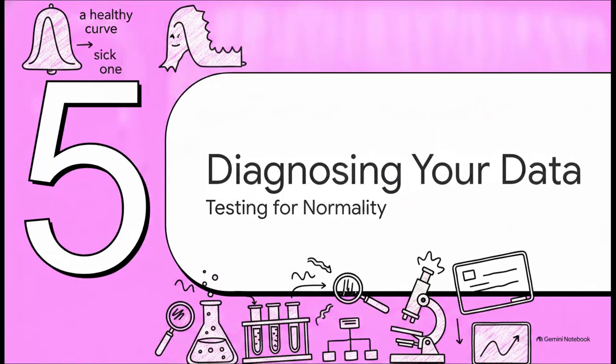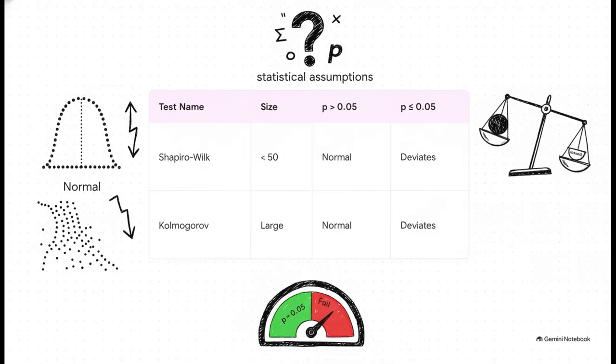All right, Section 5. Diagnosing your data by testing for normality. So how do we actually run the lab tests to diagnose these deformities? Well, we have a couple of dedicated normality tests at our disposal. For small sample sizes, typically we're talking under 50, we use the Shapiro-Wilk test. For larger sample sizes, we turn to the Kolmogorov-Smirnov test.